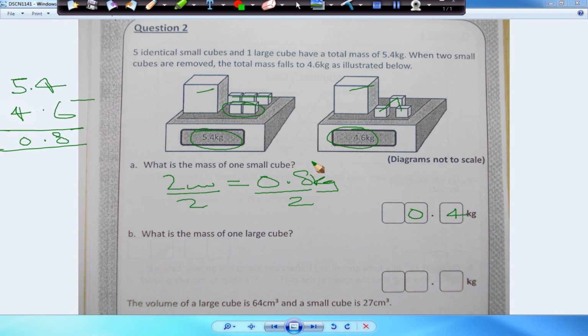Now the question says, what is the mass of 1 large cube? Now, hang on a second. So let's change color here now. Okay. So we know that the small ones are worth how much? 0.4. Yeah. So we got 3 of them here, for example. So 3 times 0.4 is equal to 1.2. Okay, now this 1.2 here, add the large one. 1.2 plus the large weight will give us a total mass of how much? 4.6.